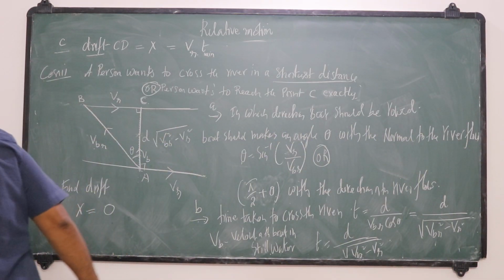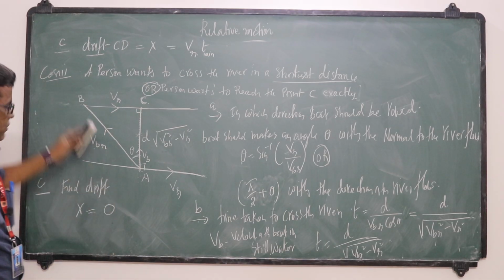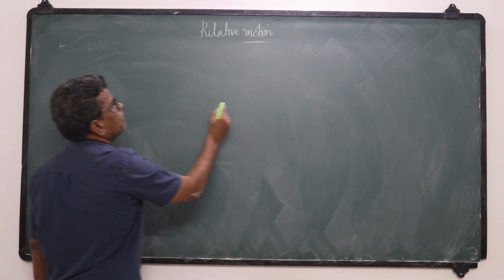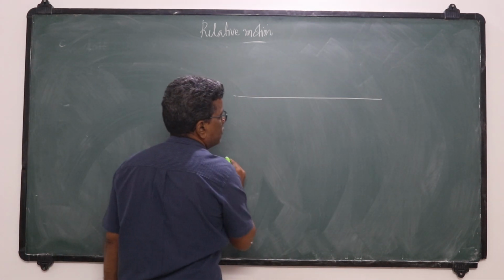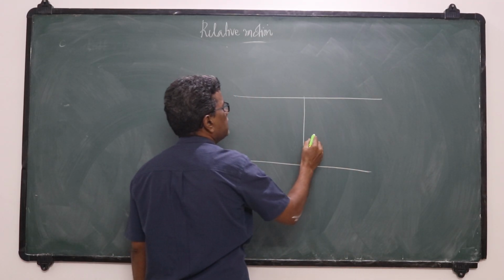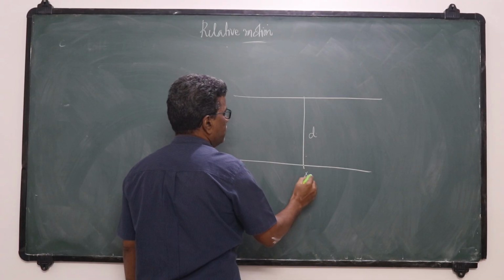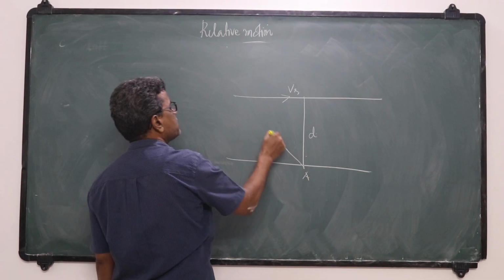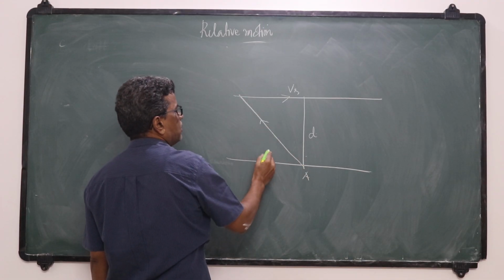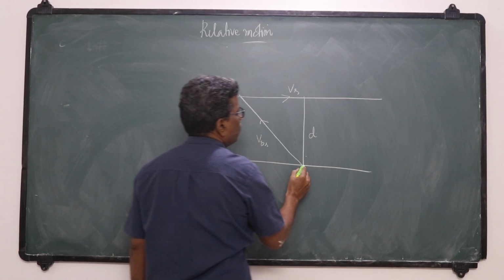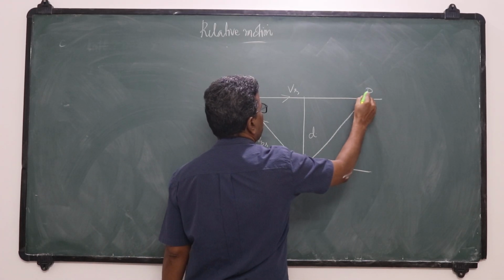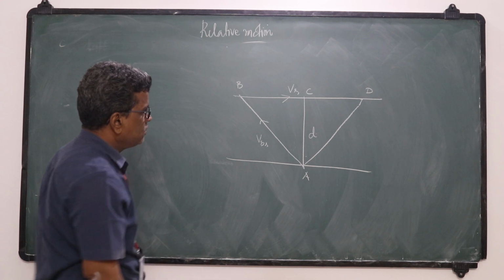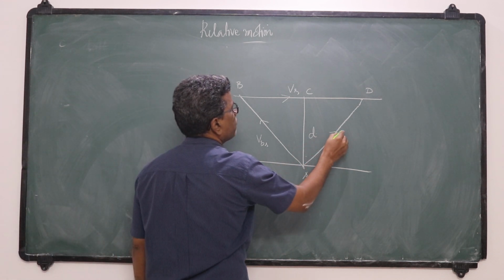The next case. See, if the river is flowing like this, river is flowing in this direction, VR, and the boat is rowed in this direction, VBR, finally the boat reaches the point D. This is A, this is B, this is C, D. Okay. So these are the things. Then this will become VB.